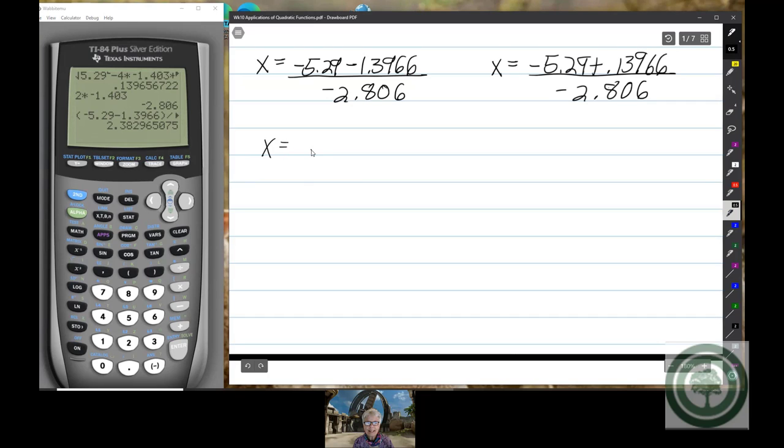And I get... And then I come over here. Negative 5.29 plus 0.1. I did that wrong. That should have been 0.1. Got to do it over. Right, that's 0.13. Right there.